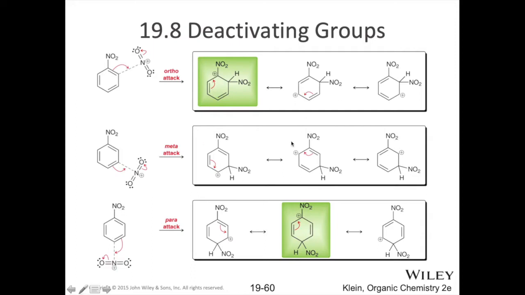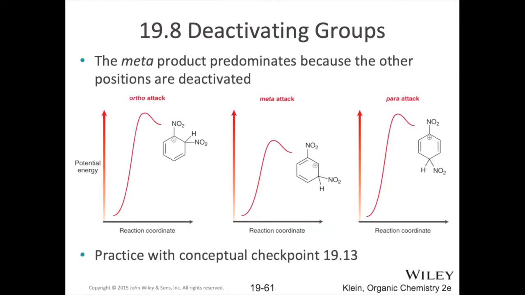Okay, with the meta position, that sigma complex skips over that issue, right? It's still got a relatively high activation energy, but it's not as high as these sigma complexes if you have the substituent coming on at the ortho or para position. Essentially, the meta attack here is just not as bad as the other ones. And that's why deactivating groups tend to favor meta attack.